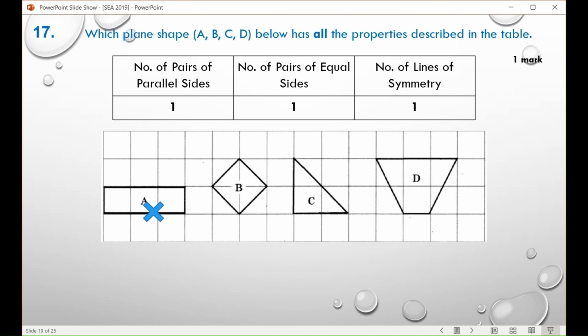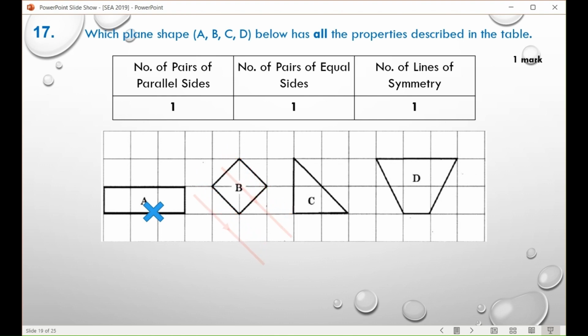Let's look at shape B. In shape B, let's look at the sloping sides coming down to the right, and we can see both of them are with the same slope, pointing in the same direction. So that means it has one pair of parallel sides.